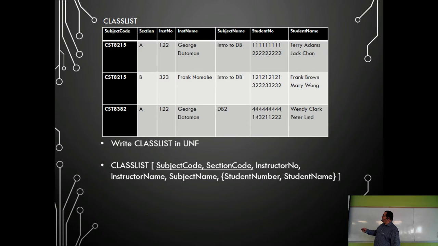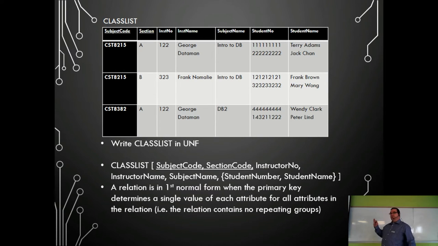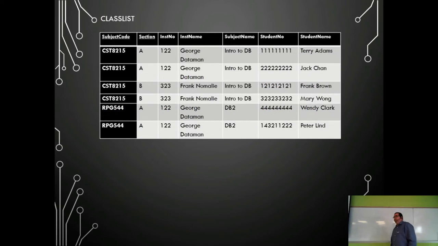Currently we know that the subject code and the section is the primary key based on each row. We can identify each row right now based on these two pieces of information. However, we have repeating information. So, the official definition of first normal form: a relation is in first normal form when the primary key determines a single value for each attribute, for all attributes in the relation. In other words, the primary key can identify one set of data. The problem that we have right now is that these two are repeated. We have to get rid of this repetition. So in other words, there's no repeating groups. So if we were to repair it, there's two ways of doing it.